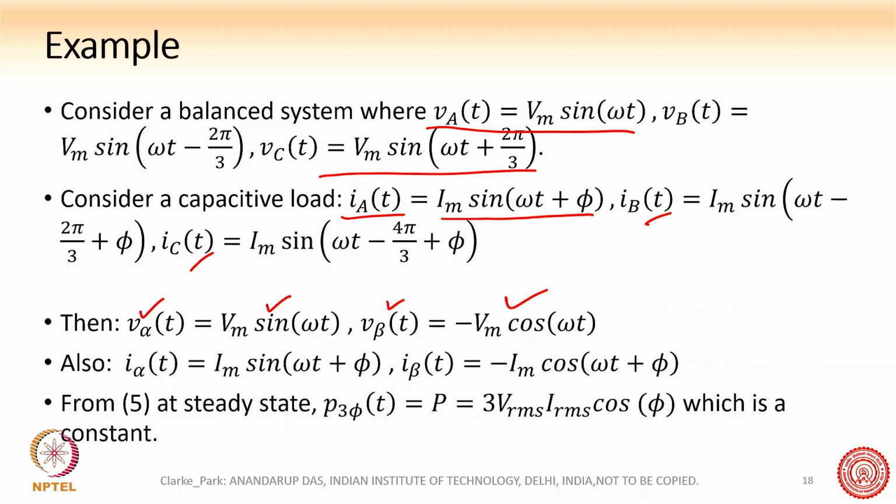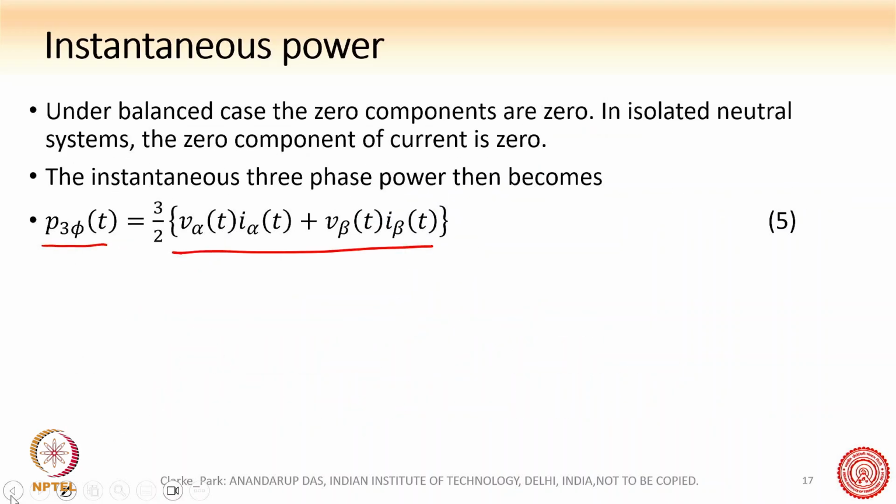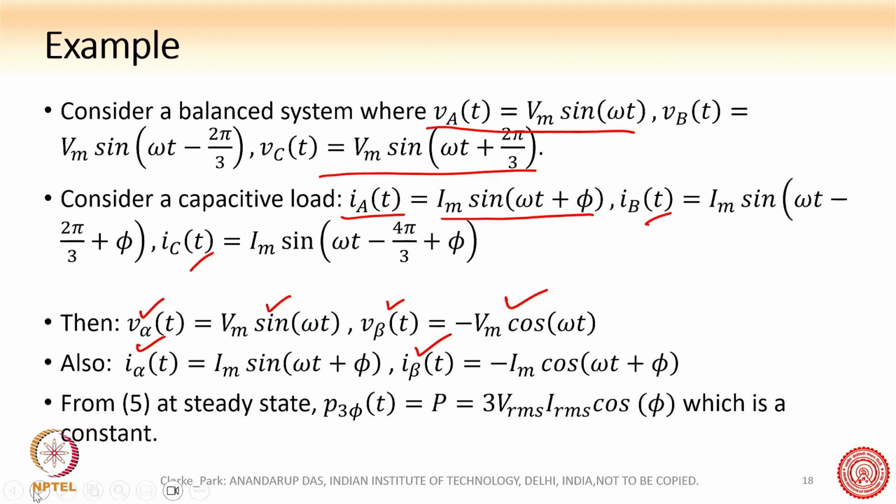We are putting it into the Clarke's transformation matrix, and therefore we get this value. Similarly, I alpha and I beta, we get this one, okay. And let us multiply, and we have already got this power formula, instantaneous power, okay. And then we see that this instantaneous power under balanced case, when you put this, after doing the calculation you will get this value, okay.